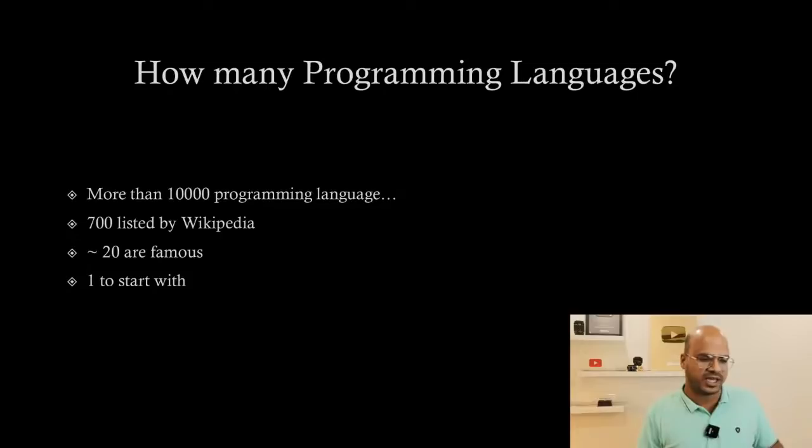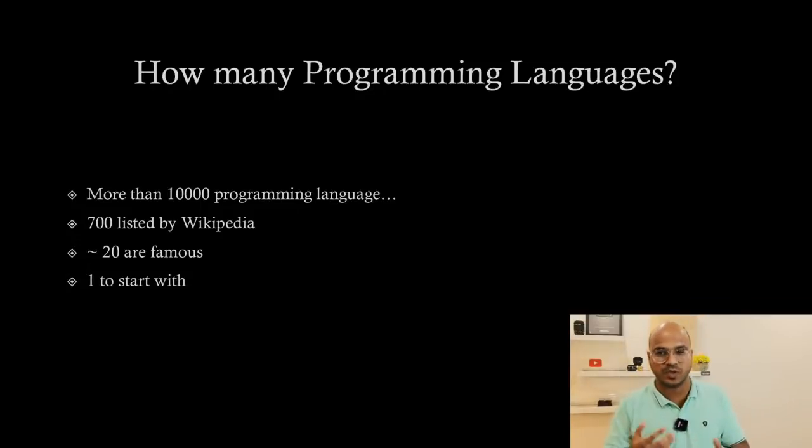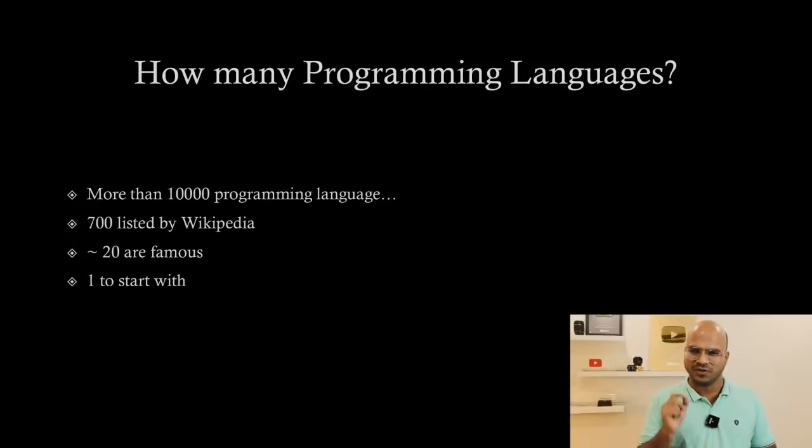But Wikipedia lists only 700 languages. So officially it's 700, but there are more than 10,000 languages. How many are famous? Approximately 20, right? If you look at this world, just count the number of languages: Java, Python, C++, C language, PHP, Ruby, Go, Dart. There are so many languages, right? If you count, there will be 20, 30 languages you can name. But if you want to start, you have to start with one, right? And that's the confusion, which one to choose.